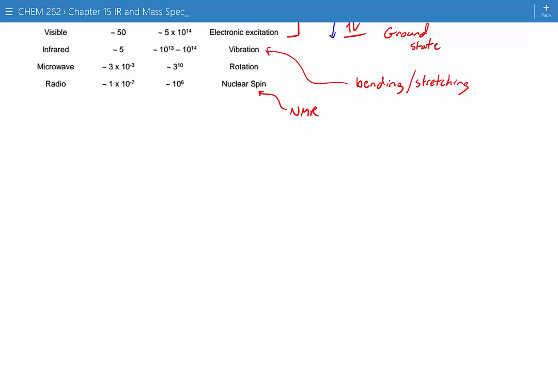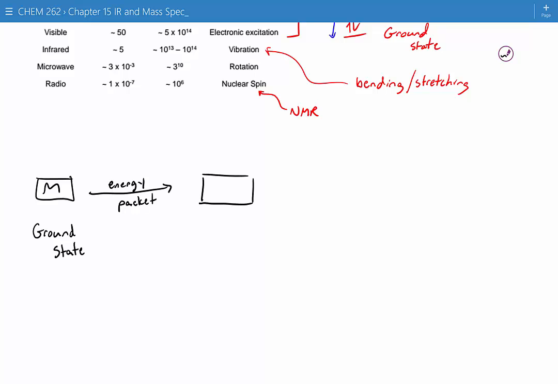So generally what happens is you've got some matter here, right? Let's say we've got our matter. This matter is at its ground state. That's not to say that it isn't excited to some extent. Every molecule has motion because it's not at absolute zero. But what we do is we take an additional energy packet in the form of electromagnetic radiation, and we take that matter and we put it into an excited state.